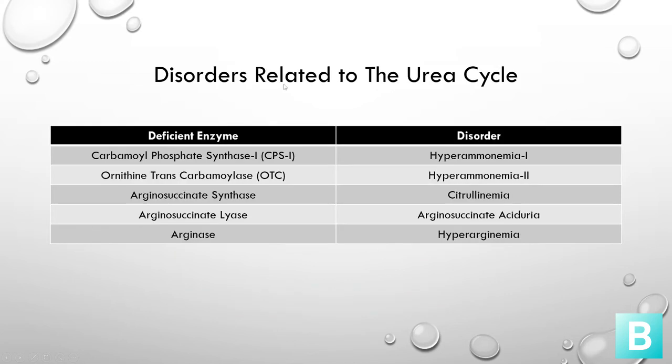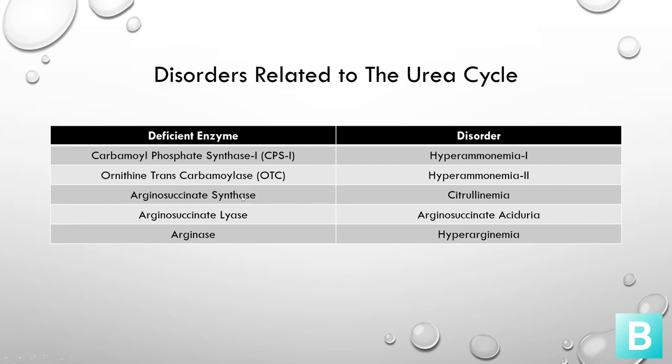So as we have discussed earlier, there are 5 enzymes. So there are 5 disorders related to the deficiencies of the 5 enzymes. Coming to the first enzyme, which is carbamoyl phosphate synthase or CPS1. CPS1 catalyzes the conversion of CO2 and ammonia into carbamoyl phosphate. So the deficiency of CPS1 would lead to increased levels of ammonia, which is known as hyperammonemia type 1. Same goes with ornithine transcarbamylase. Ornithine transcarbamylase deficiency leads to hyperammonemia type 2.